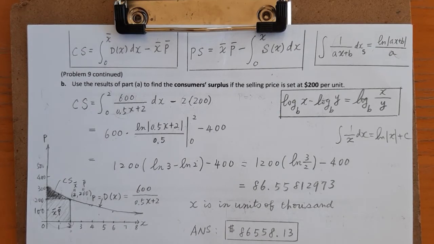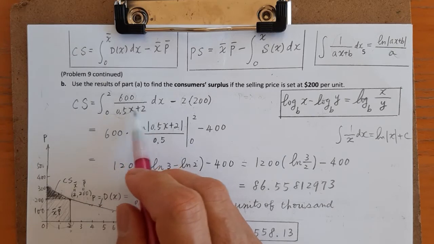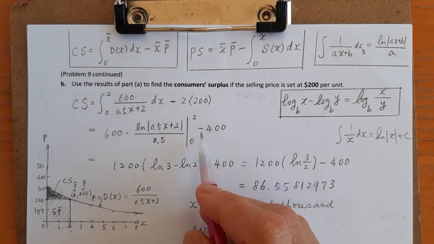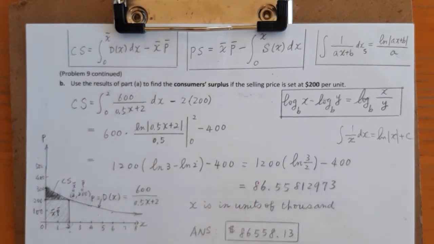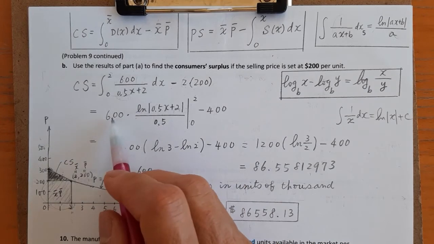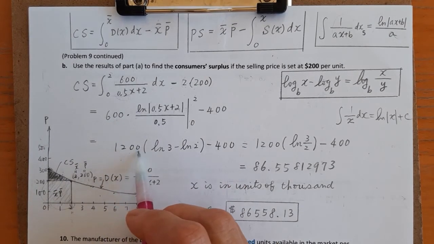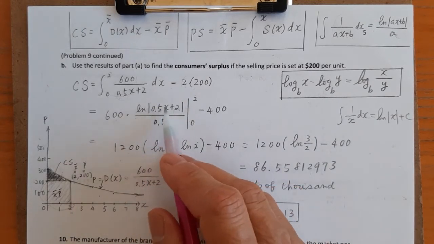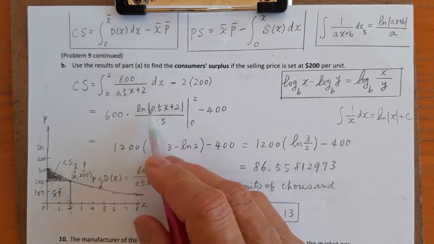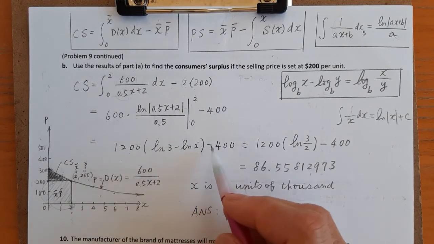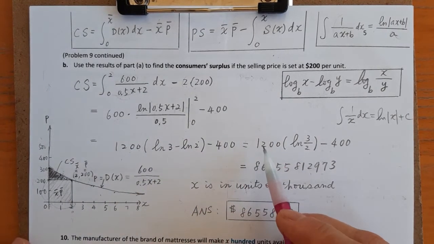The slow way is to substitute: let this equal u and use u substitution. But this is the quick way to do it. Minus 2 times 200 is 400. Then 0.5 is 1 over 2, the reciprocal is 2, so 600 times 2 is 1200. Plug in the 2 and put it in parentheses: ln of 0.5 times 2, which is 1, add 2, is ln 3, minus the value at 0, which gives ln 2, put in the parentheses, minus 400 equals 1200.